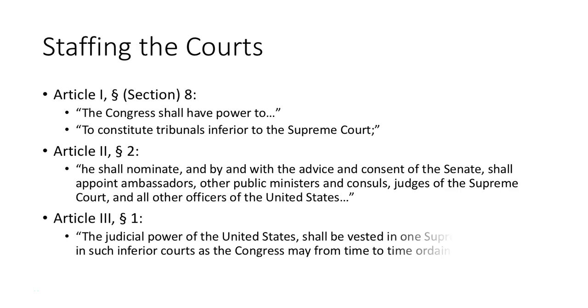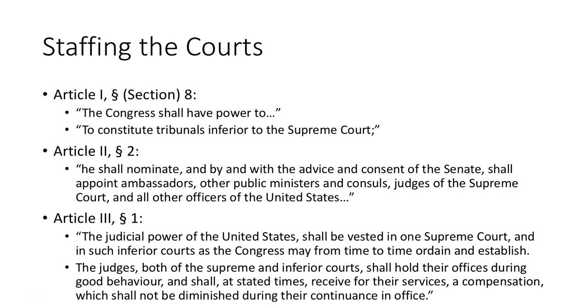Then finally, Article 3, Section 1, on the next page there, A19 in the back of your textbook. The judicial power of the United States shall be vested in one Supreme Court and in such inferior courts as the Congress may from time to time ordain. Then you go on to the next particular section. The judges, both of the Supreme and inferior courts, shall hold their offices during good behavior, and shall at stated times receive for their services a compensation which shall not be diminished during their continuance in office.